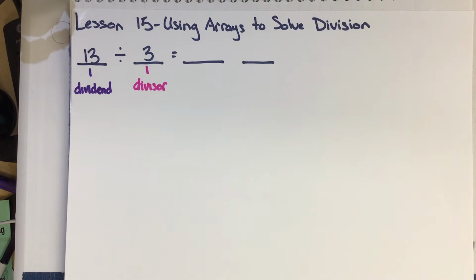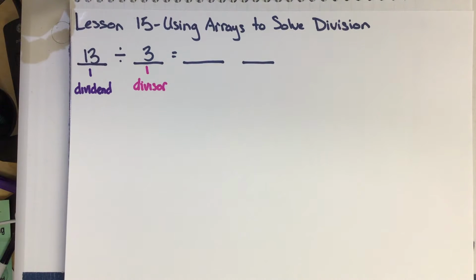Well, this is lesson 15, but we're looking at the first lesson in our unit that talks about division. We're going to be using arrays to help us understand how division works. And we're going to be looking to find our quotient, which is going to be our answer to a division problem, finding out how many remainders there are, and then also looking at how to check our work.